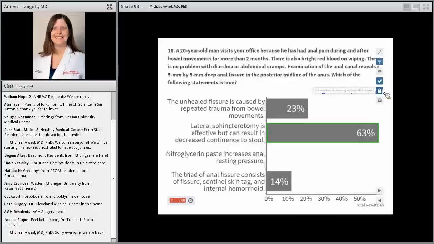Okay, good. The correct answer is B. A is not correct because although a difficult bowel movement can precipitate formation of a fissure, it fails to heal due to local ischemia due to poor blood flow due to hypertonic internal sphincter, which is why our treatments focus on weakening that sphincter to allow better blood flow to the fissure site.